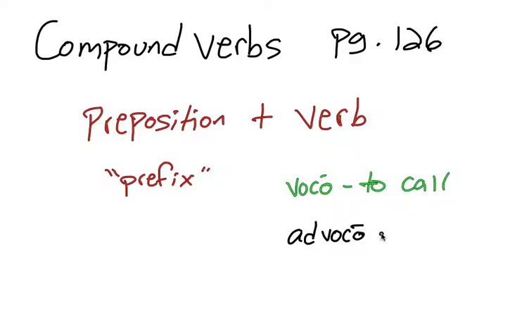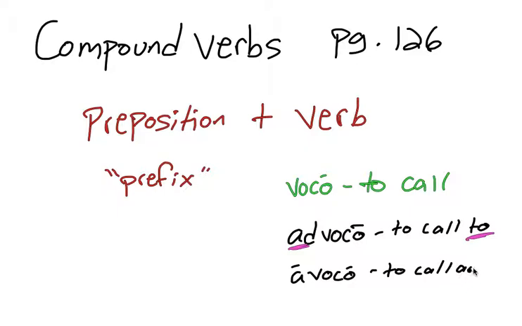Okay, so advoco literally means to call to, right? Ad means to or towards, and so we're essentially just adding that meaning to the verb. So if you're calling somebody over to you, you would use the verb advoco. And this works with lots of different prefixes, prepositions. So I could say avoco, and this is to call away. So say you're having a conversation with somebody and somebody else calls you away.